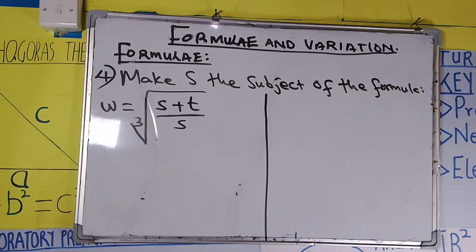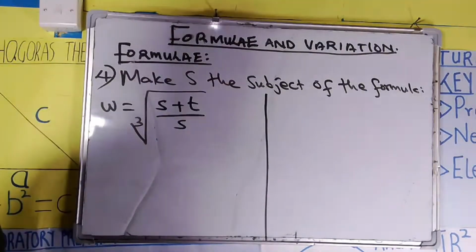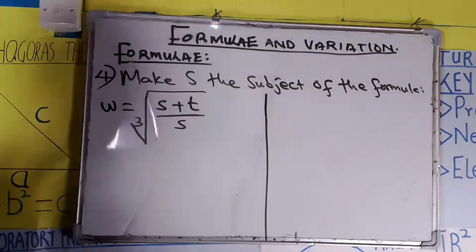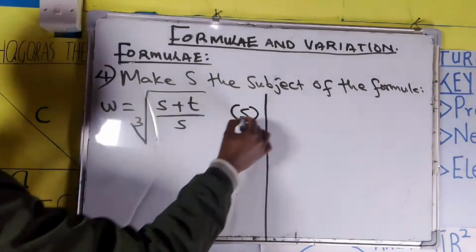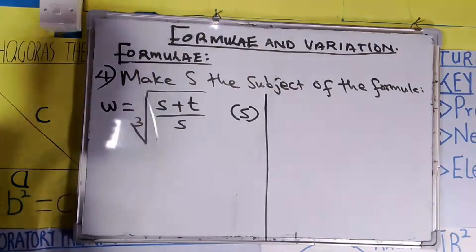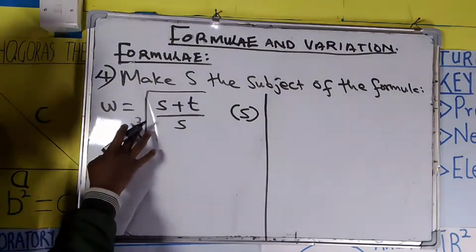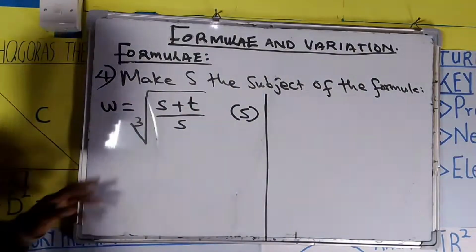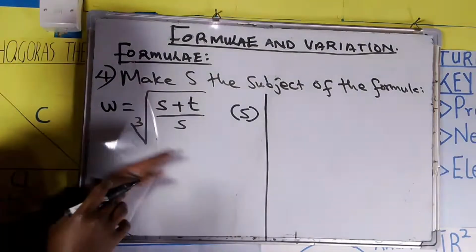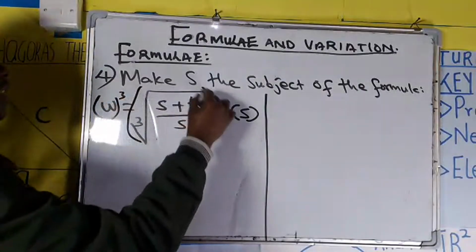So we are supposed to make S the subject of our formula. For us to do that, we see this one is a cube root. So the first thing we can do is to remove this cube root sign, and the only way we can remove it is by cubing both sides. So we cube this side and we cube this side.